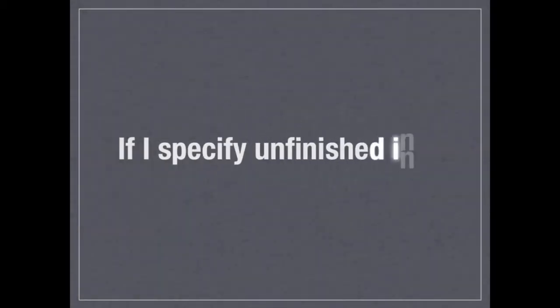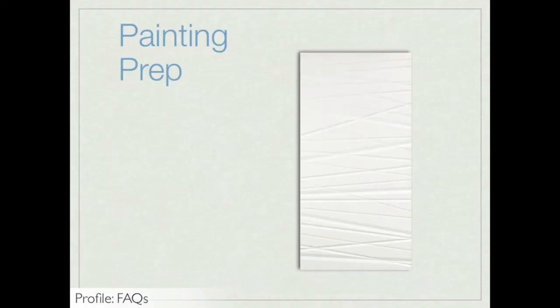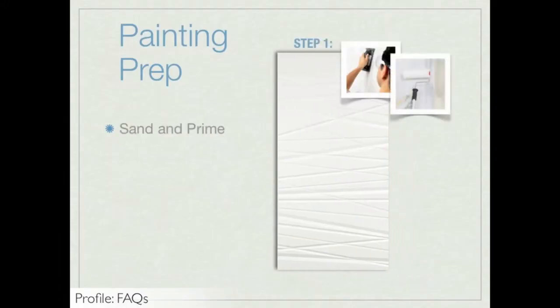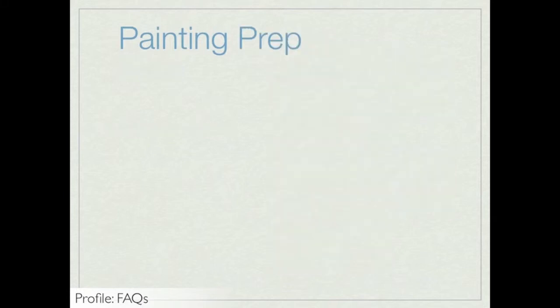If I specify unfinished in the field, how should I prep the panel for painting? The rule of thumb is to sand and prime the panel until it's ready to be painted. This may take more than one round of priming and painting. For ready-to-paint finishes, 3form fabrication uses the following steps, which can easily be replicated in the field.